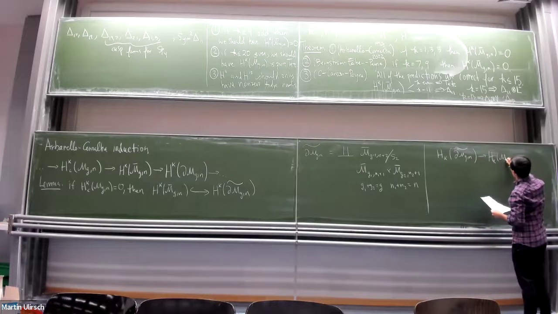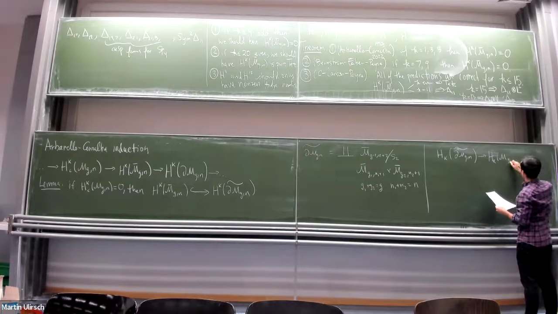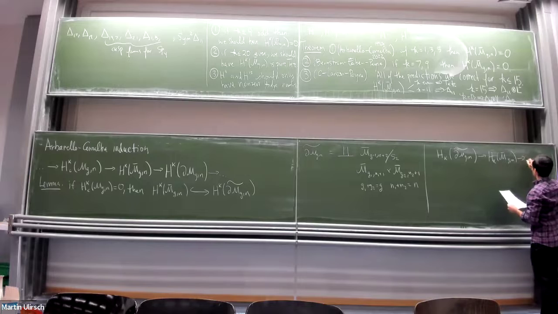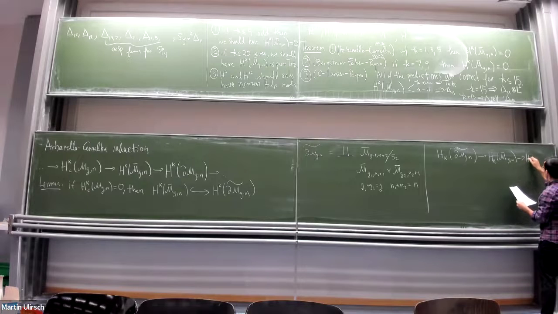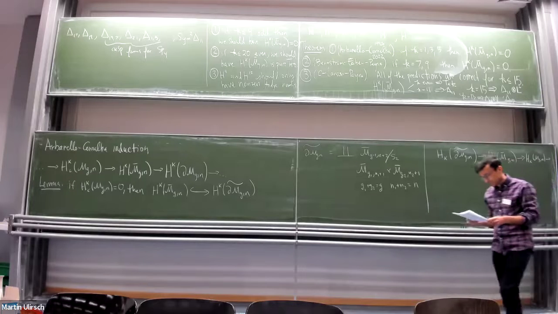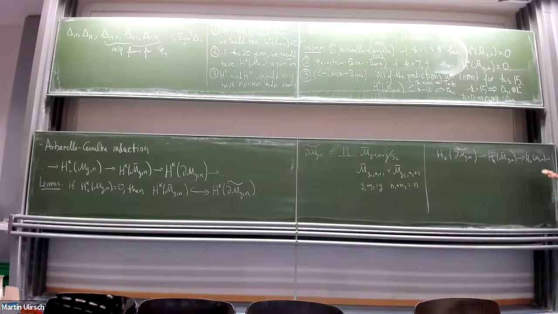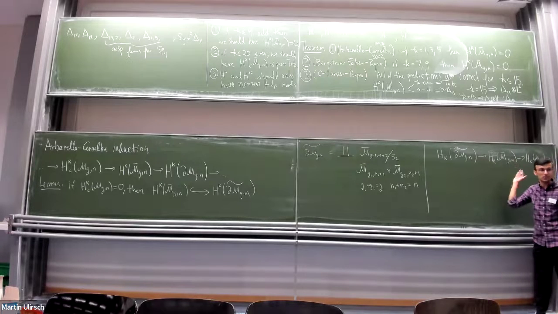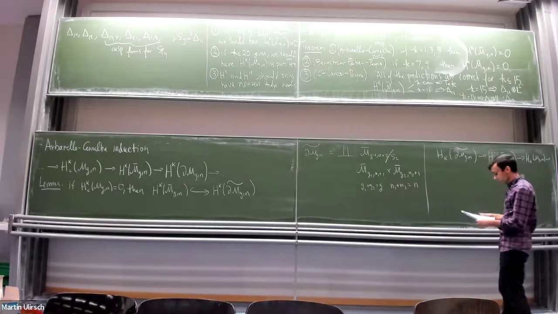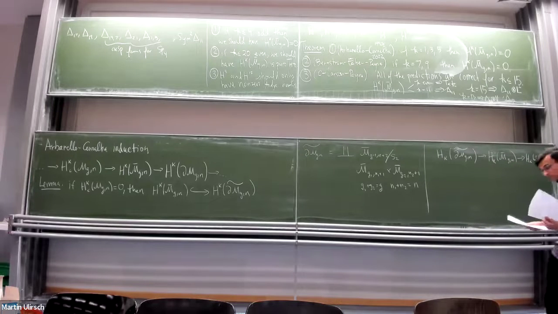So I can also look at the long exact sequence in Borel-Moore homology and try to do the same idea. The idea being that if this Borel-Moore homology group vanishes, then the homology of this is generated by push-pulls to the boundary, and that's another way to phrase the induction. Okay.